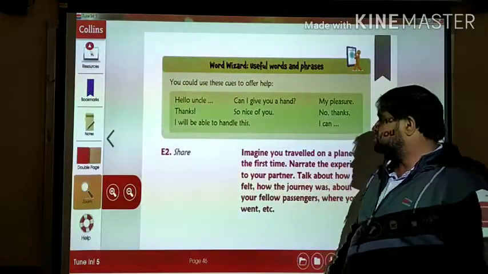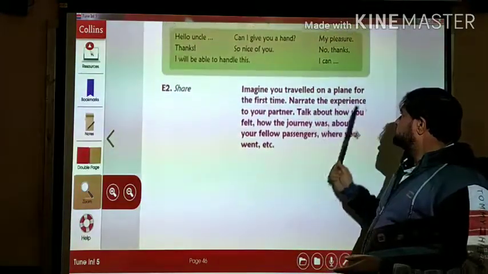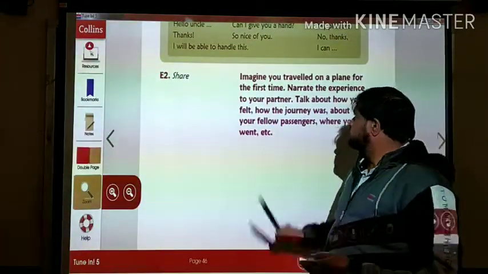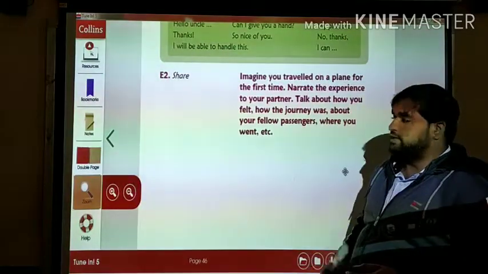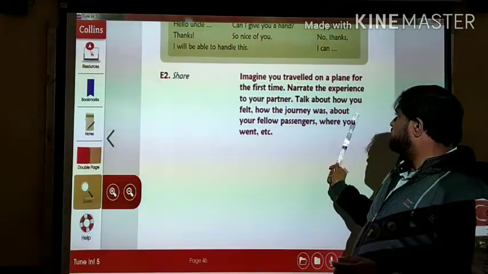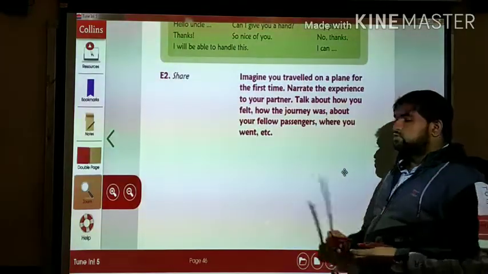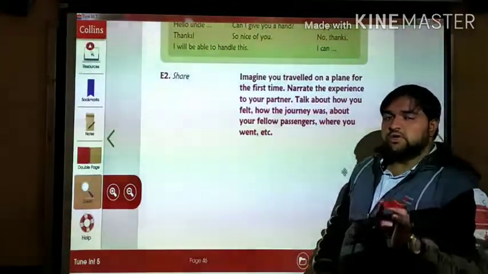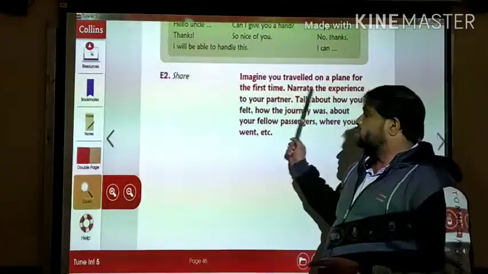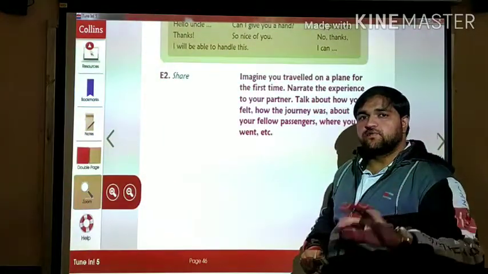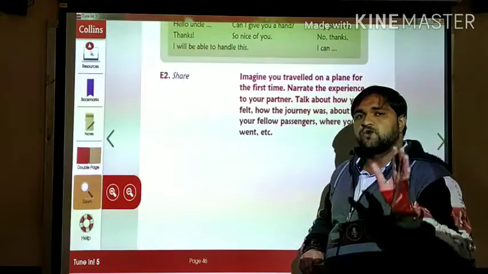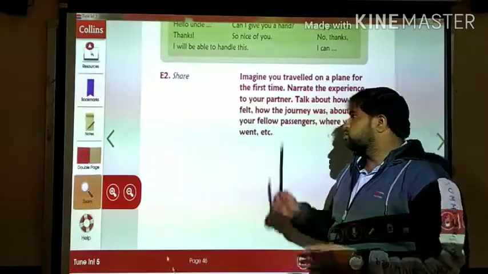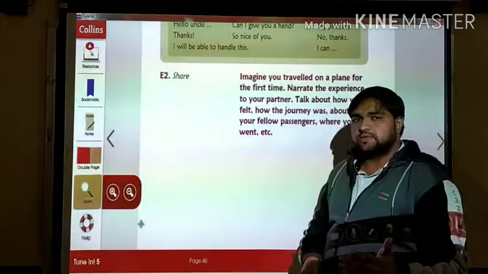Now in this activity, imagine you travel on a plane for the first time and narrate the experience to your partner. Talk about how you felt, how the journey was, and about your fellow passengers. These are the things you have to discuss with your partner: it was your first trip in a plane, what the experience was, how the passengers were, and how you behaved with them. Discuss everything with your friend.